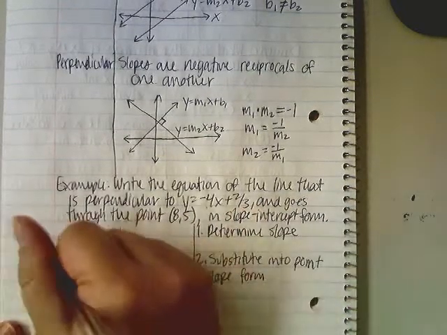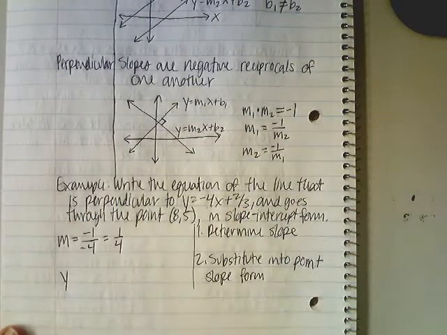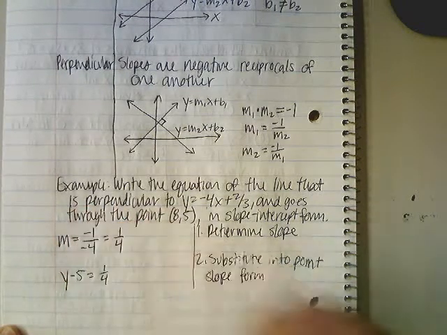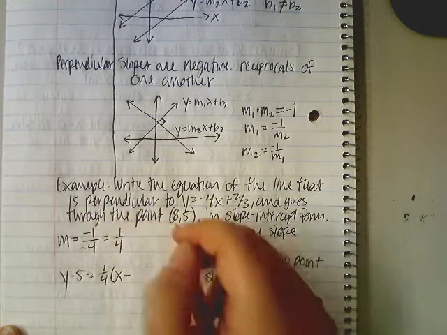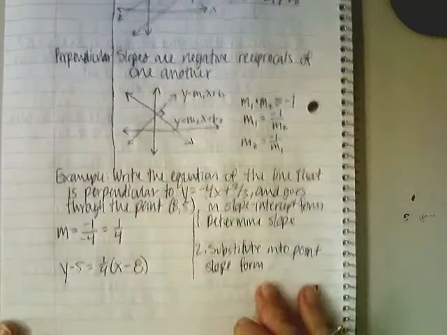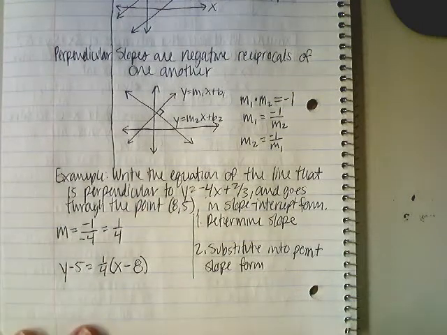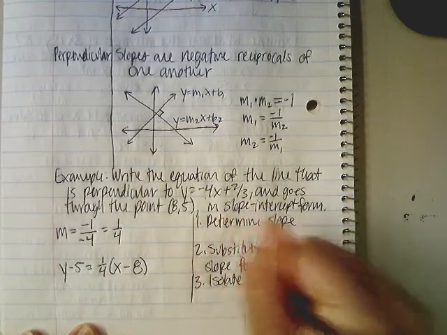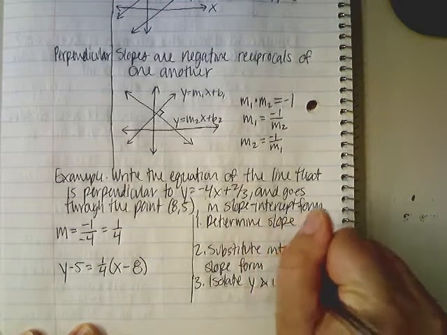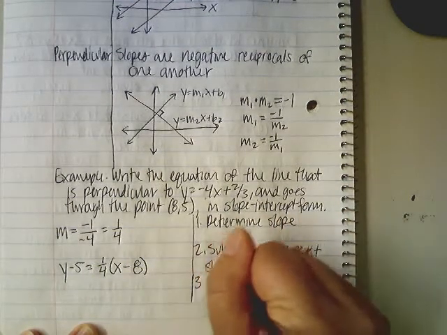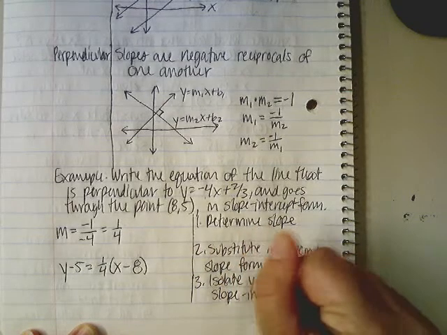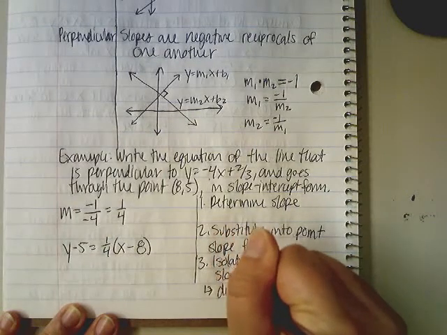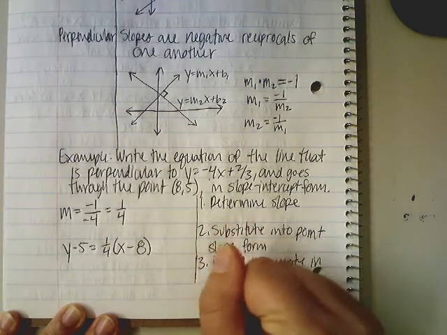Now that I have my slope, we're going to go back to our point-slope form and use the point that we're given. So y minus 5 is equal to 1/4, my m, times x minus 8, my x value. So I have y minus 5 equals 1/4 times (x minus 8). I'm going to isolate y and then write this in slope-intercept form. To do that, I'm going to distribute and then add 5 to both sides.